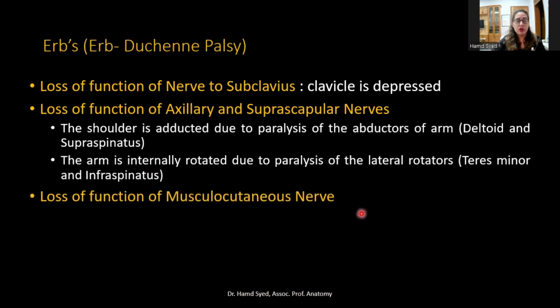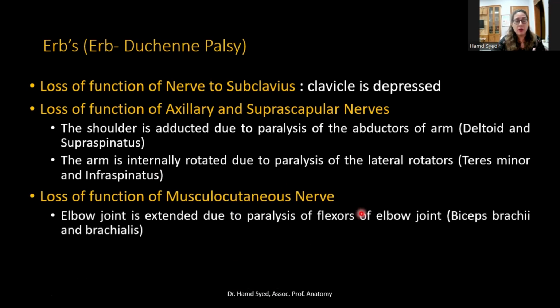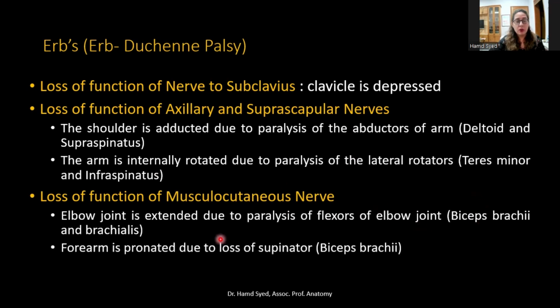Also, there is a loss of function of the musculocutaneous nerve, which contains the C5 fibers. This nerve supplies the flexors of the elbow joint, biceps brachii and brachialis, and since they are paralyzed, that is why the elbow joint is now extended. Also, the forearm is pronated because biceps brachii is also a strong supinator and has been paralyzed.